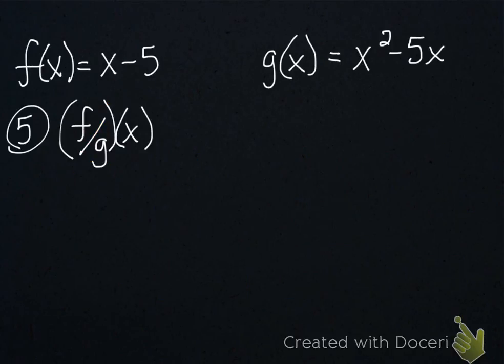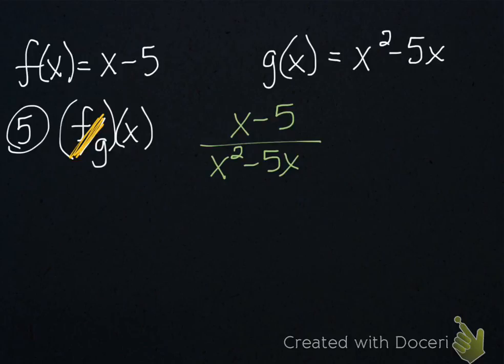Number 5. What's the operation? In this case, we're going to do division. Okay, so what's on top? F of x is on top. Let's write that down. X minus 5. G of x is in the denominator. X squared minus 5x. Now remember what we do?